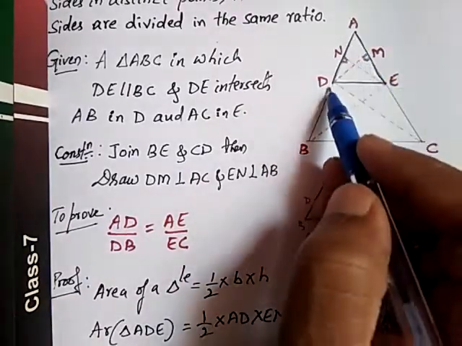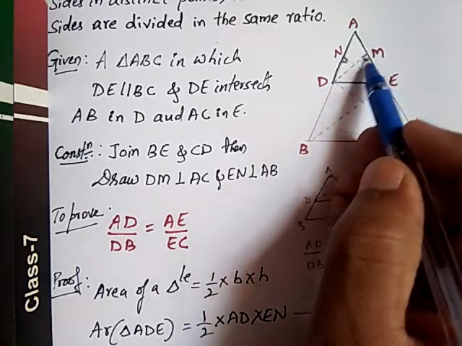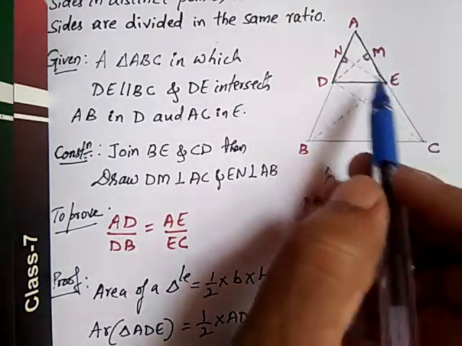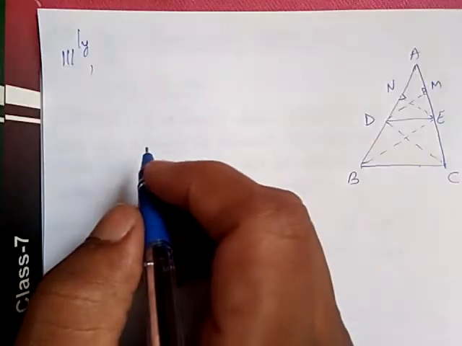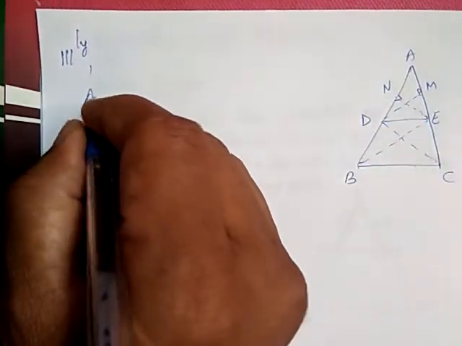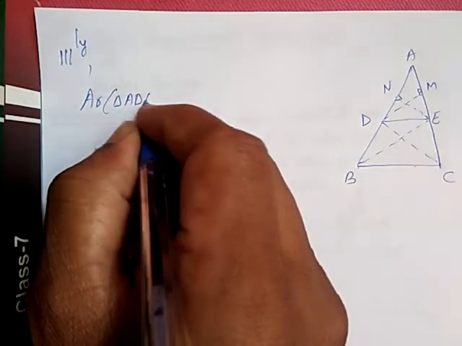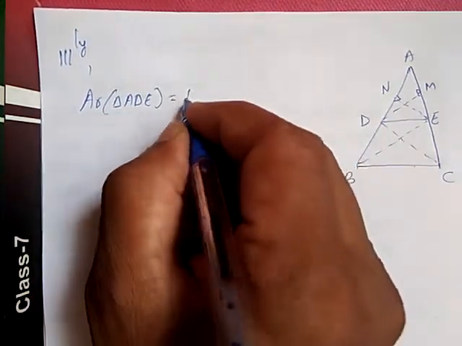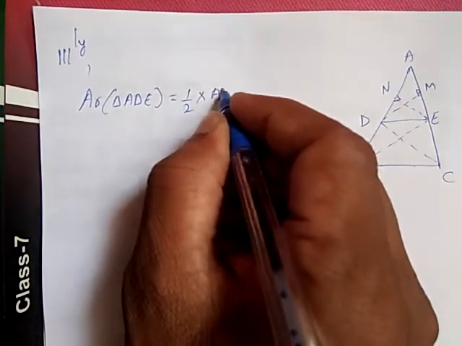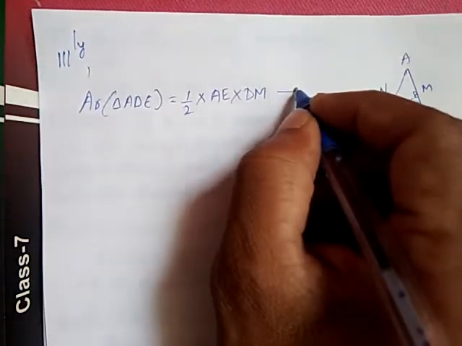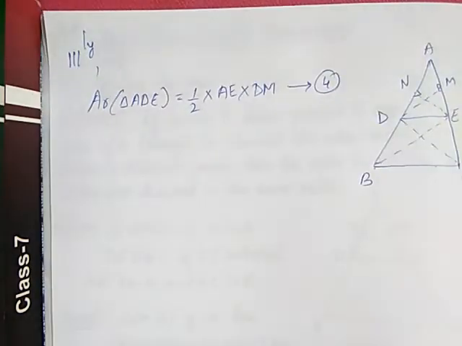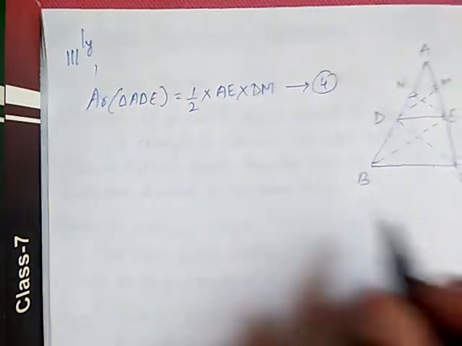Next, similarly, we have considered this triangle ADE and DBE. Similarly, by considering this height and this side as a base, we will take AD and CDE and solve that also. So similarly, we will consider the area of triangle ADE, that is half into base AE and height DM. We will call this equation number 4.